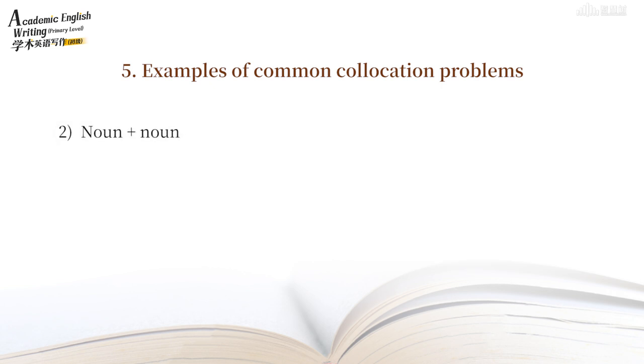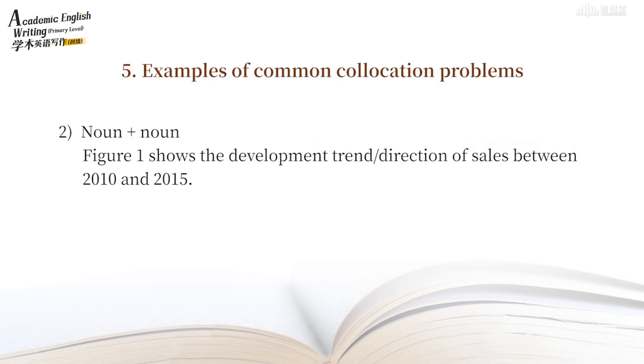2. Improper noun-noun collocations. For example, Figure 1 shows the development trend or direction of sales between 2010 and 2015. Native speakers of English seldom say development trend or development direction.